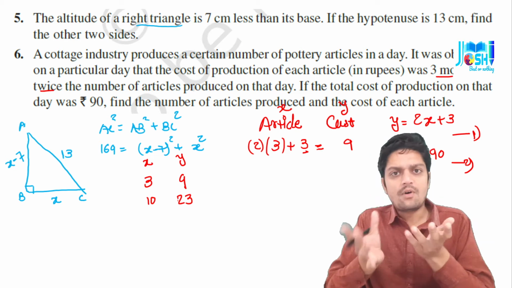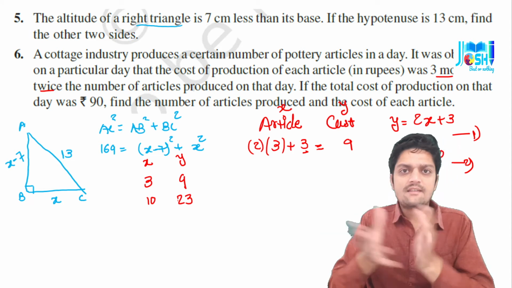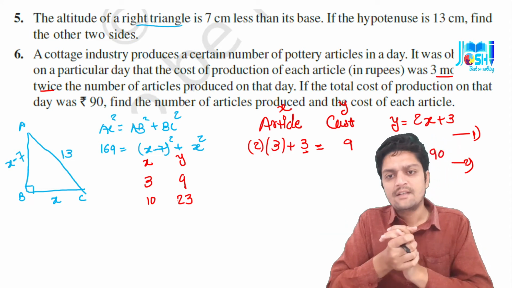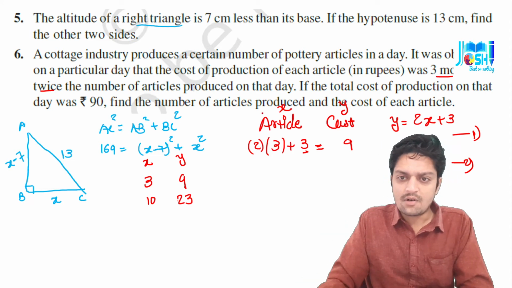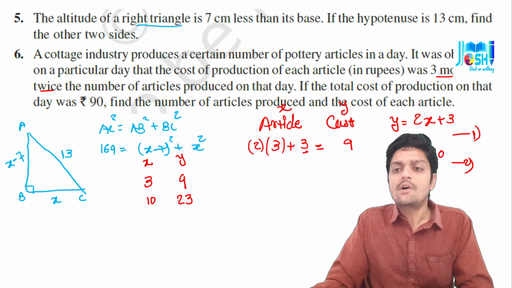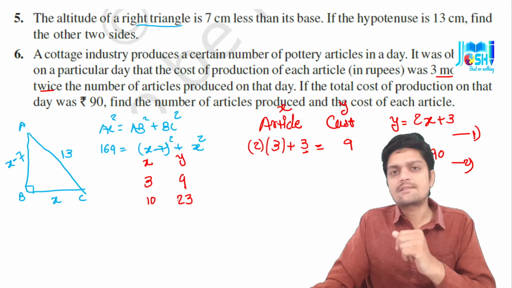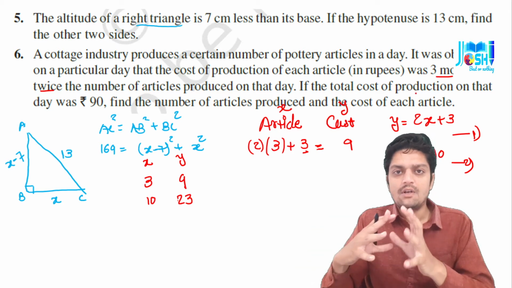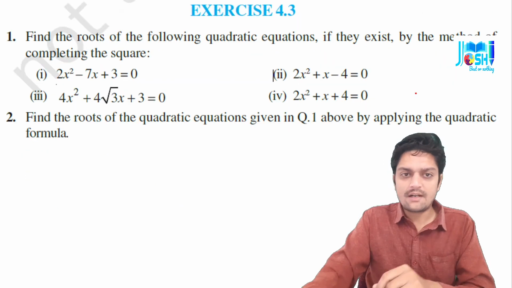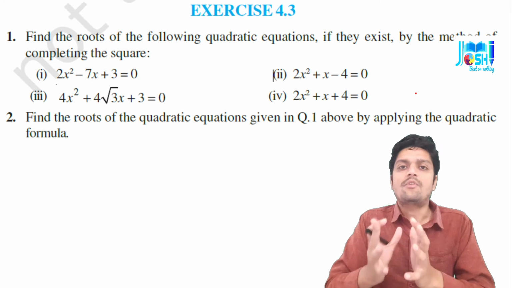Now you have both equations, so you can easily find the value of x and y, because here you have to find the number of articles produced and the cost of each article. You have to find that by solving these equations. So easy. Now I hope you understood these things, and now let us go towards exercise number 4.3.